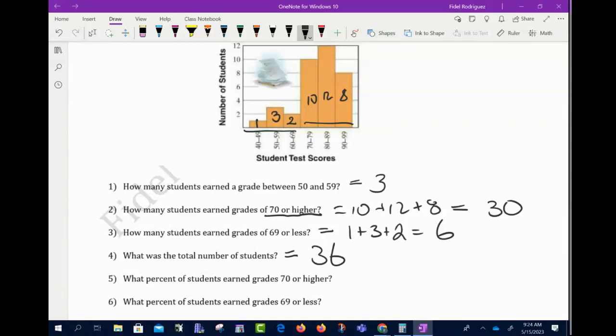Okay, 36. Now, y'all, when we were here on Friday, we talked about percentages, okay? Look what it says. What percent of students earn grades 70 or higher? Let me ask you a question. Do we know the total number? Total number was how much? 36. Okay. Out of the 36, how many people made a 70 or higher? 30, right? Look, y'all, this is what my answer would be as a fraction. We want to change that to a percent.